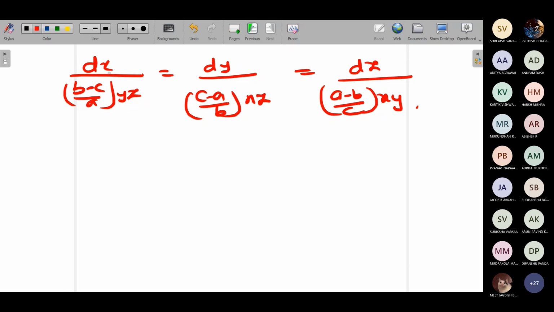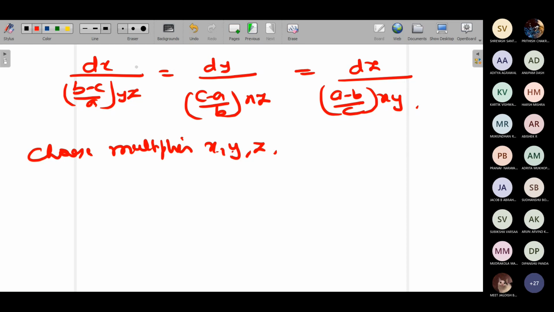Always start with simple multipliers. 1 1 1, 2 2 2, x y z, minus x minus y minus z. These combinations itself will give you the first. So suppose I choose multipliers x, y, z. Listen, I'm choosing the multipliers x y z and I'm rewriting this equation.